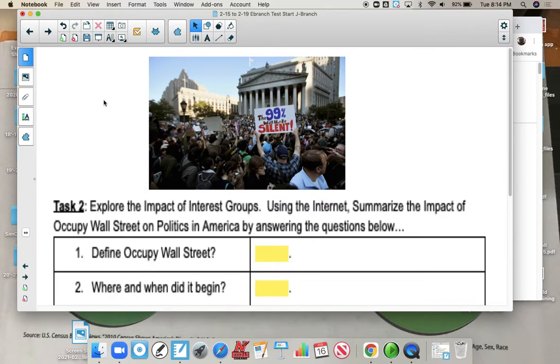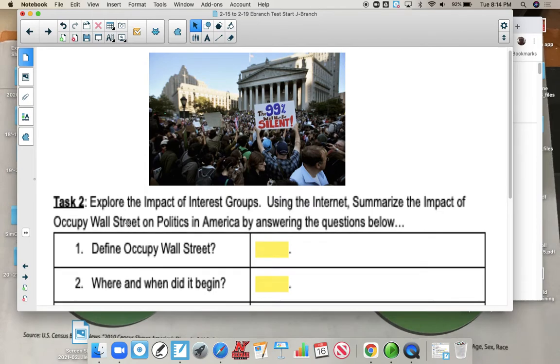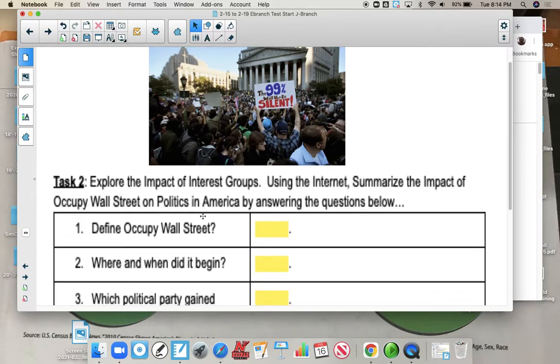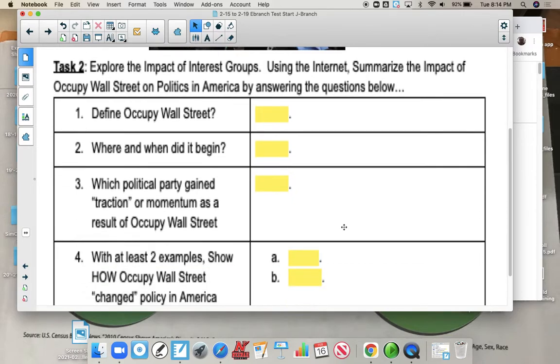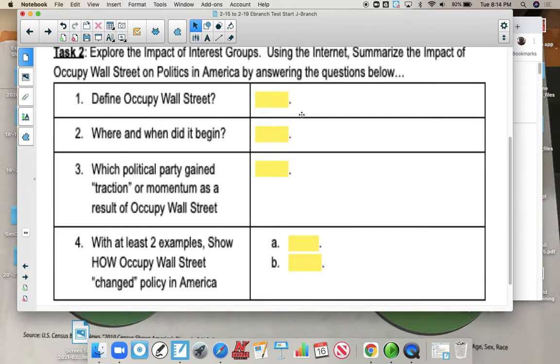Your last thing today is to do a second task for me. You're going to study Occupy Wall Street, and what you're going to do is explore the impact of interest groups. You're going to use the internet and summarize the idea of Occupy Wall Street on politics in America by answering these 4 questions. 1, define Occupy Wall Street in good detail. It should be about a sentence.